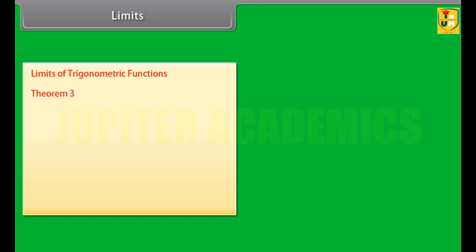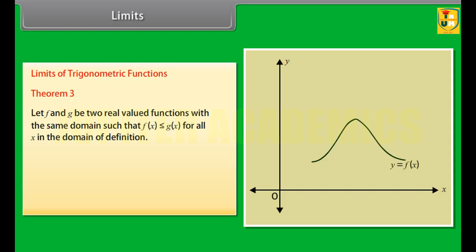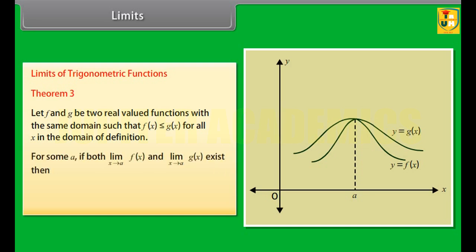Theorem 3. Let f and g be two real valued functions with the same domain such that f(x) is less than or equal to g(x) for all x in the domain of definition. For some a, if both limit x tends to a of f(x) and limit x tends to a of g(x) exist, then limit x tends to a of f(x) is less than or equal to limit x tends to a of g(x).